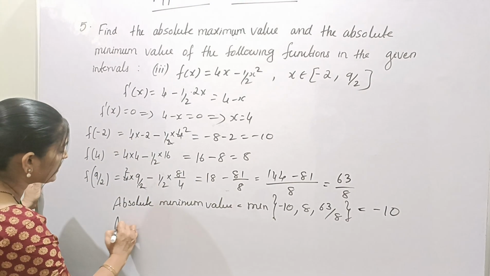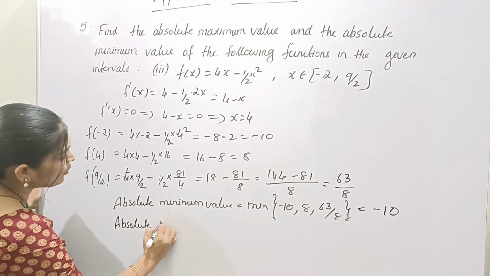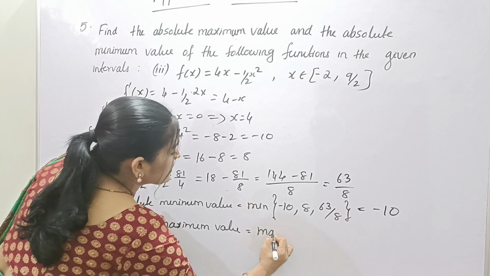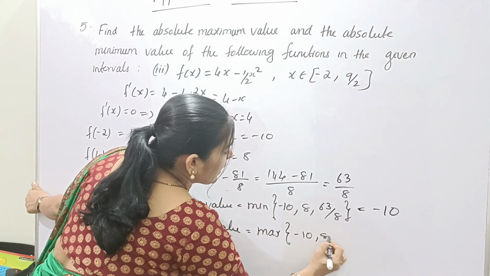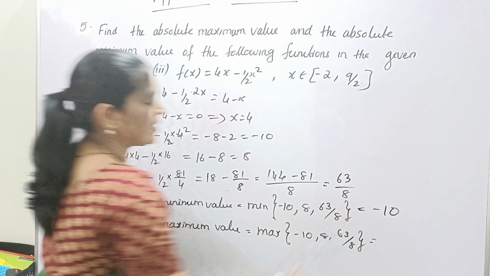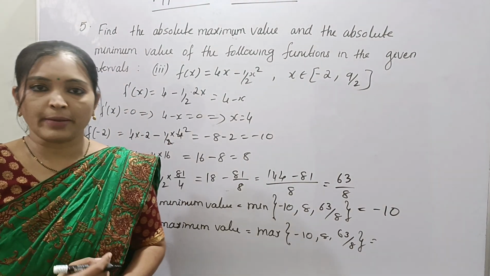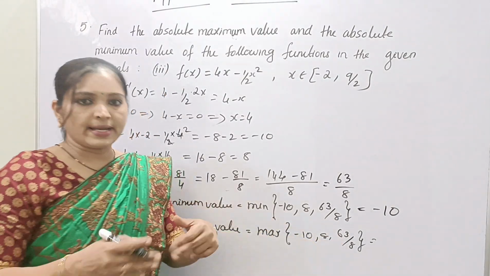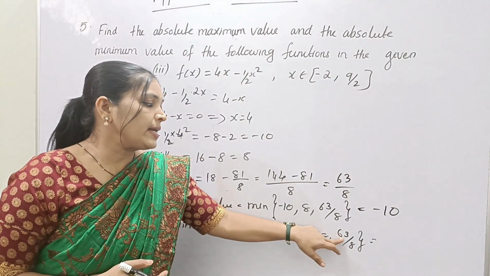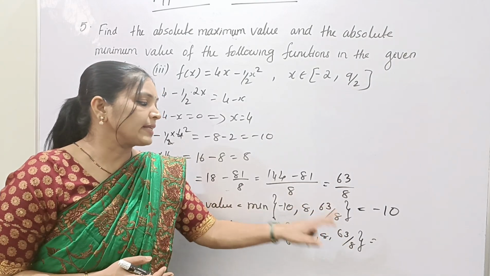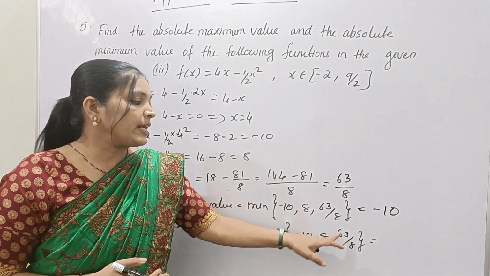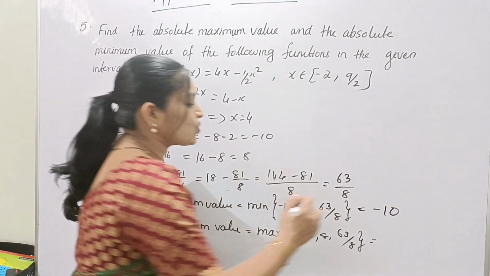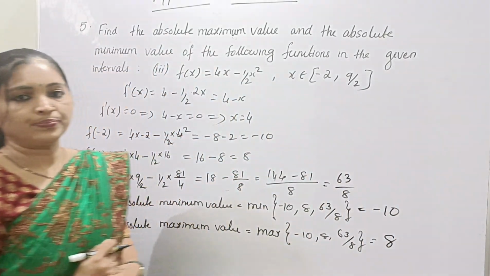And what is the absolute maximum? Absolute maximum, that is the maximum of minus 10, 8, 63 divided by 8. See, which is greater, 8 or 63 by 8? We know that 64 by 8 is nothing but 8. So 63 is less than 64, right? So 63 by 8 is always less than 8. Obviously this 63 by 8 is less than 8. Therefore 8 is the maximum. So 8 is the maximum value.